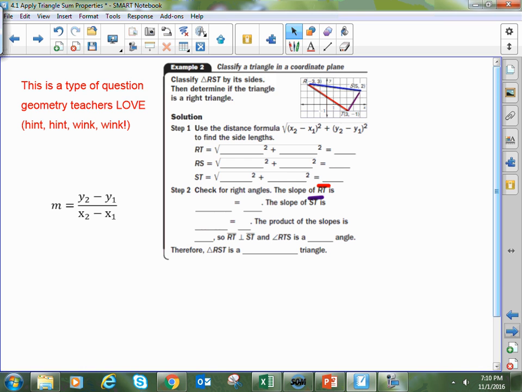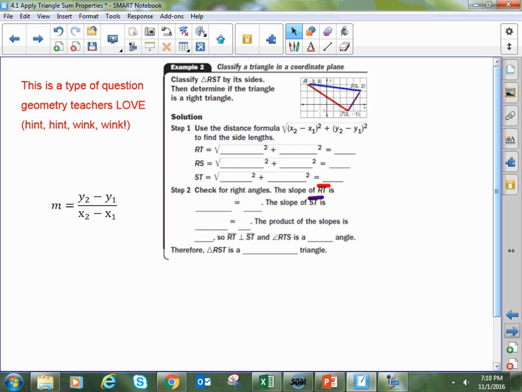Now here, coming back to what we were practicing with the distance formula, this is a very popular style of question that we like to ask students in high school geometry. Let me be clear on what the expectations are. If I give you coordinates and ask you to classify the triangle based on its sides, you must use the distance formula to tell me what the lengths of the sides are.